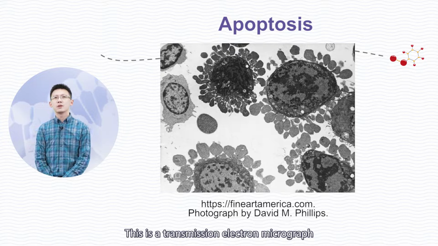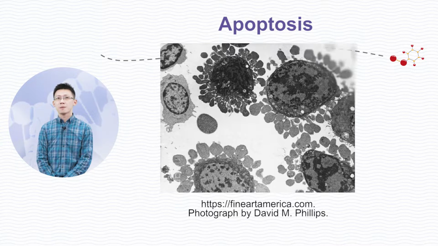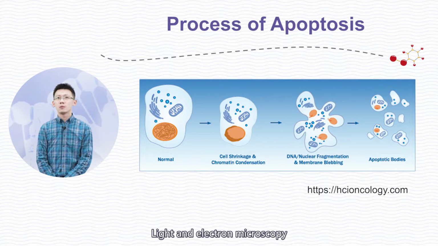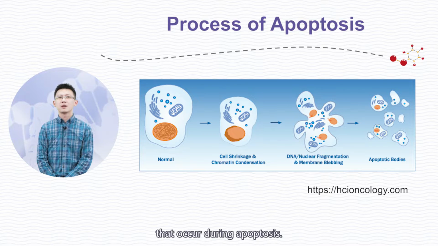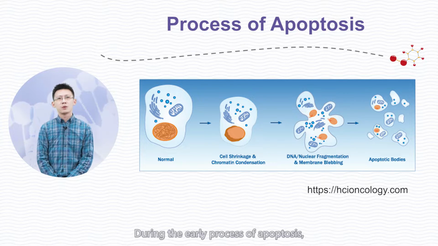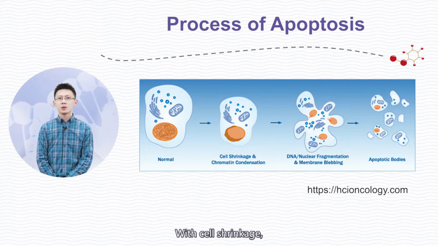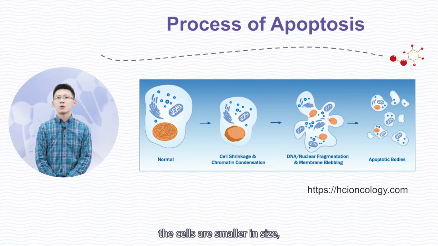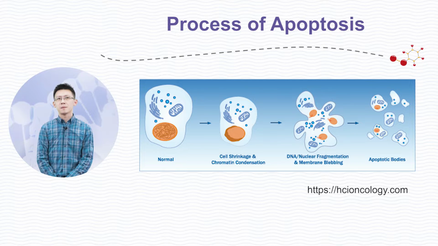This is a transmission electron micrograph showing apoptosis of human lymphocytes. Light and electron microscopy have identified the various morphological changes that occur during apoptosis. During the early process of apoptosis, cell shrinkage is visible by light microscopy. With cell shrinkage, the cells are smaller in size, the cytoplasm is dense, and the organelles are more tightly packed.